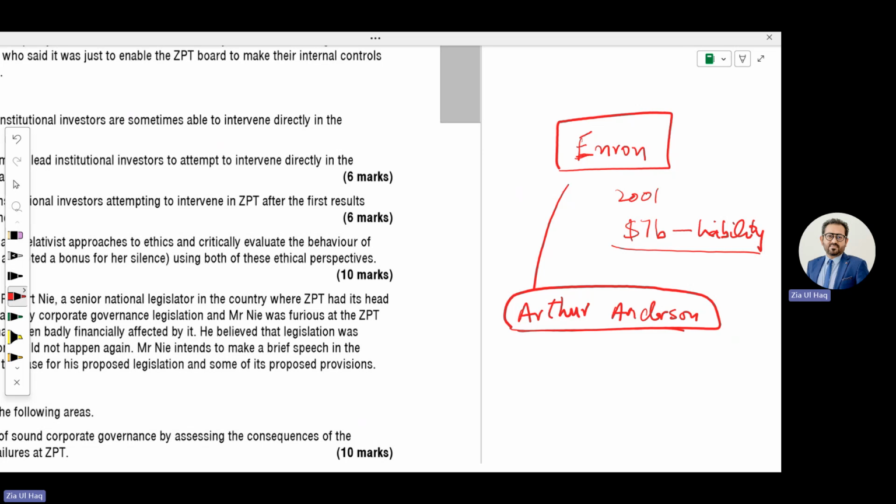Shareholders tried to withdraw their investment. How can they withdraw their investment? By selling shares. I mean, there was supply of shares, but there was no demand. So the company share price dropped. The company became bankrupt.